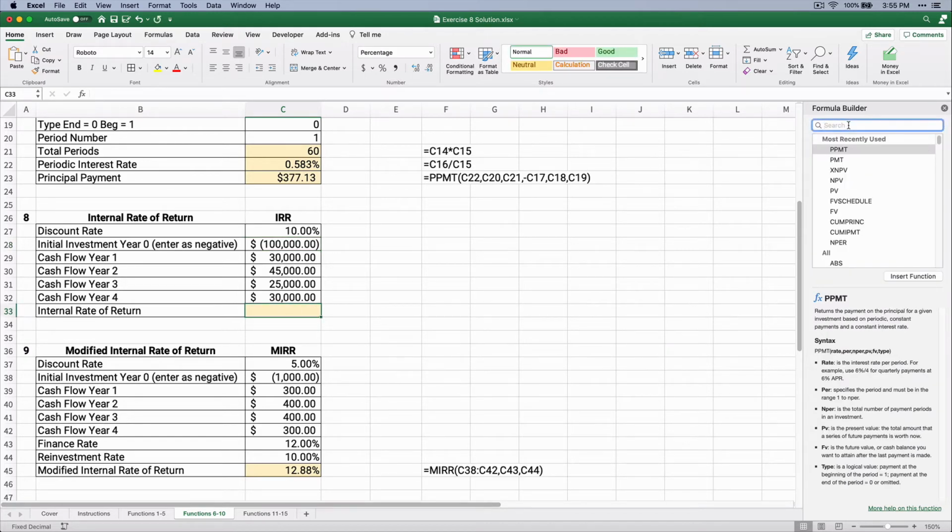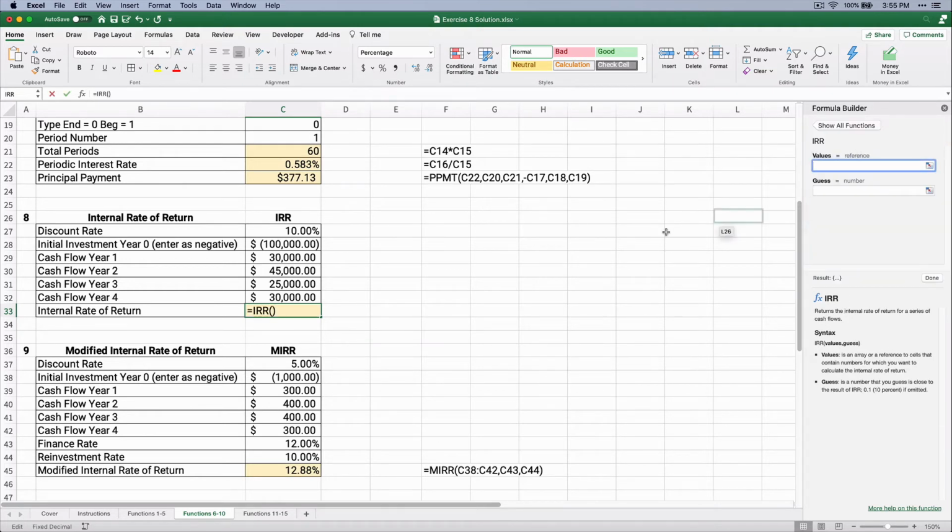This is a very powerful function. It's easy to do, but it's very powerful, because otherwise it's kind of difficult to do this. So our values are going to be, we're spending 100,000 and we're getting back 30, 45, 25, and 30 over 10 years. And we can guess, let's say we guess 10%. Well, here our internal rate of return is 11.77%.